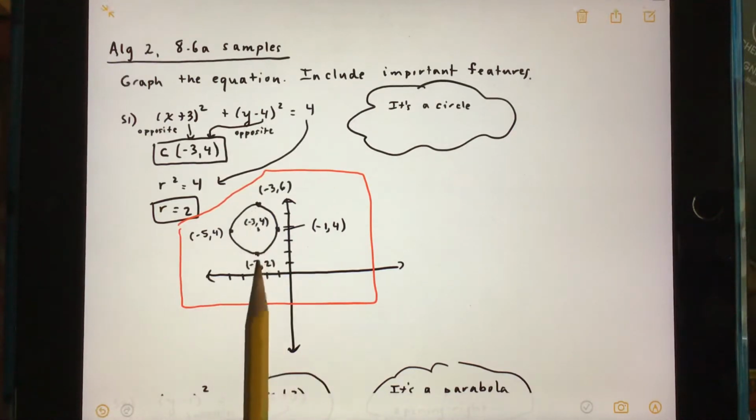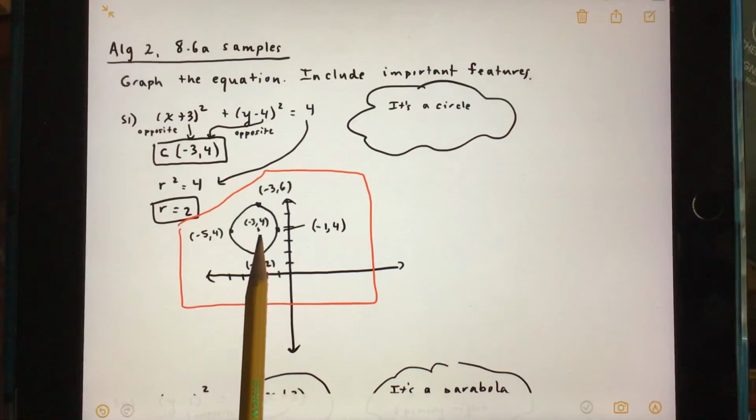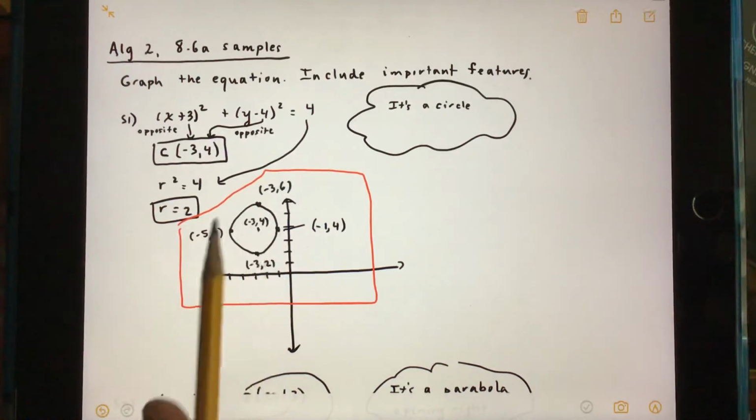Then for my ordered pairs that are above and below my center, they will all have an x-coordinate of −3 because they're 3 to the left. And then starting at my y-coordinate 4, I'm going to count up 2. 4 plus 2 is 6, and then counting down, 4 minus 2 is 2 for my y-coordinate of my ordered pair down here below my center. And now I have all the important features. I have my center and its ordered pair. I have the 4 points I used to draw my circle and all the ordered pairs labeled.